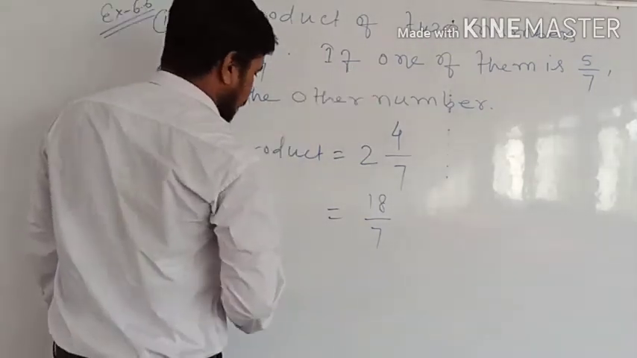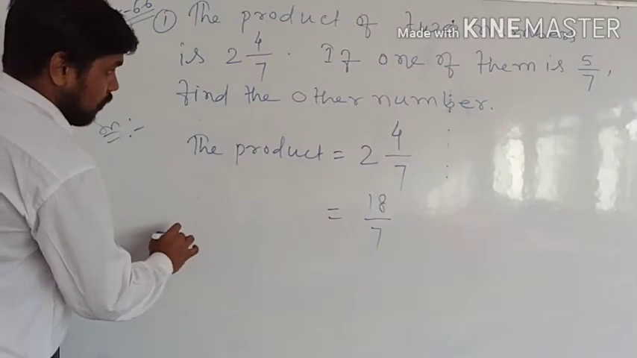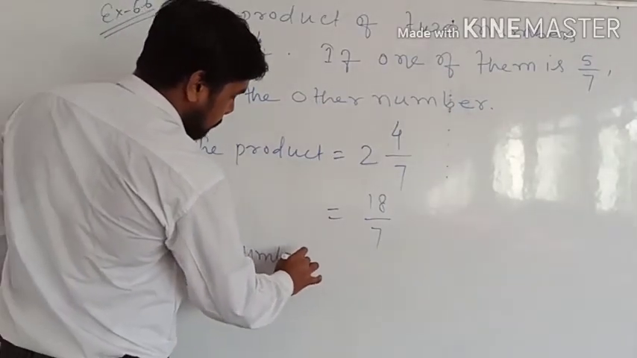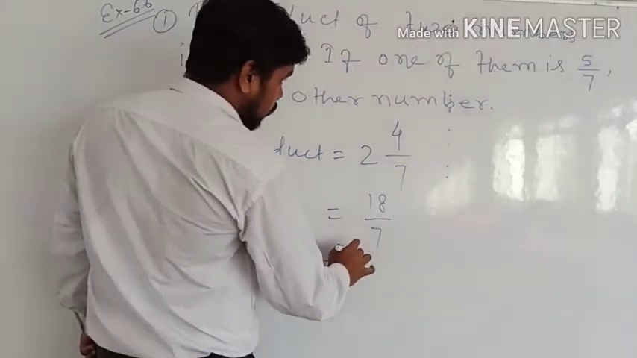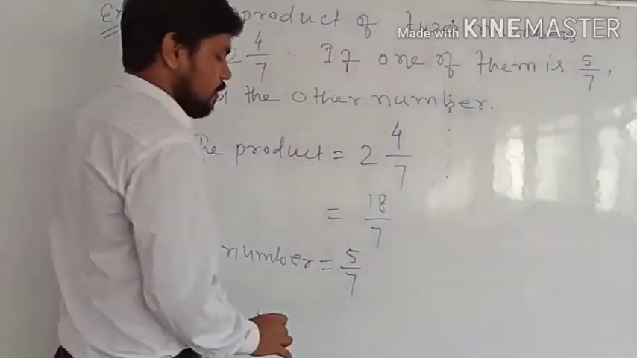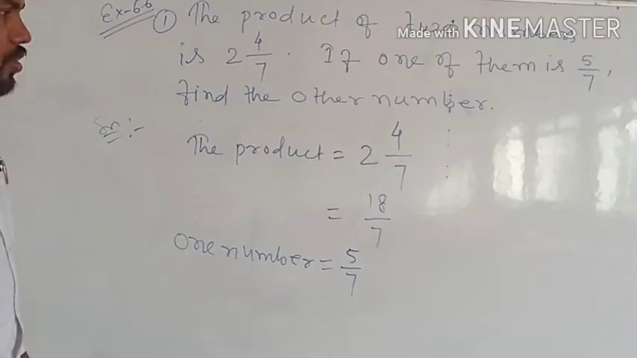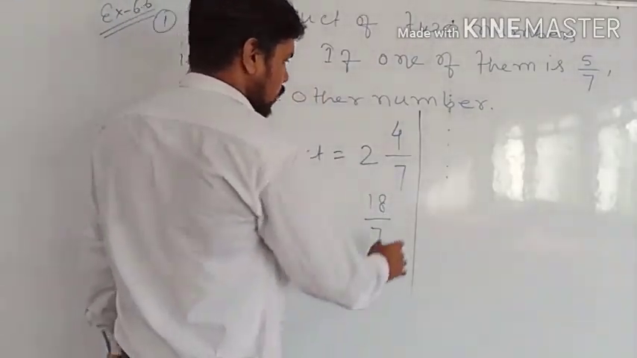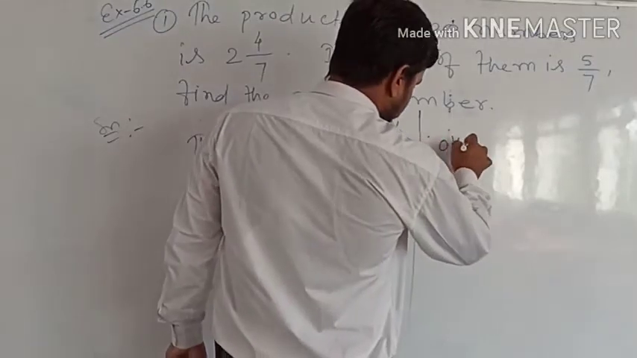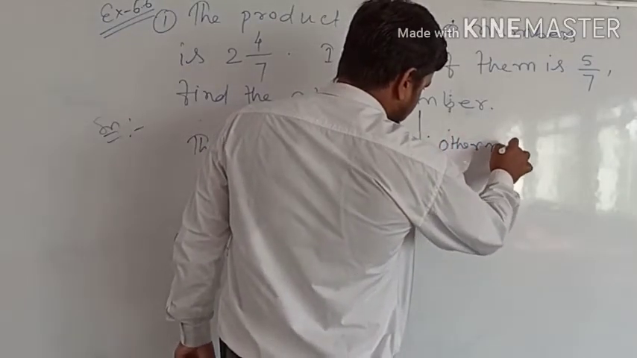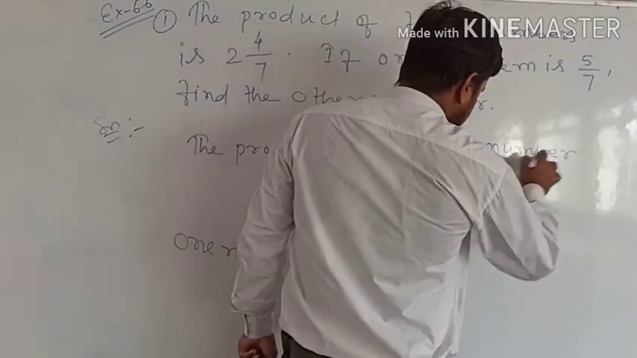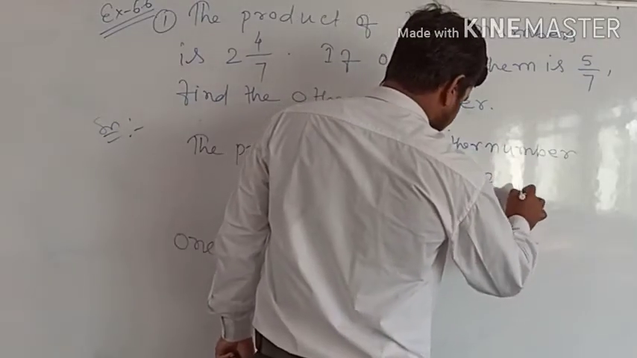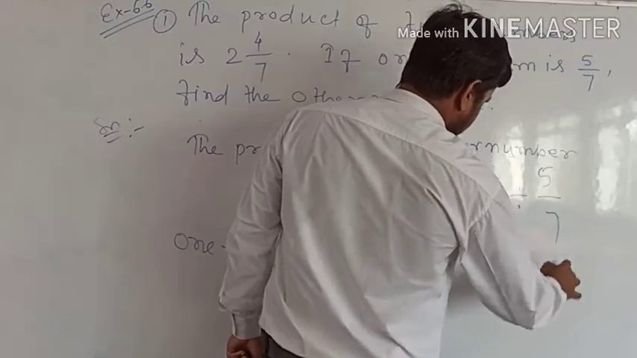and one number is given as 5 divided by 7. So एक number 5 divided by 7 दिया हुआ है. So to find out the other number, what we will do is we will divide this by this. Okay. So therefore, the other number is equal to 18 by 7 divided by 5 by 7.